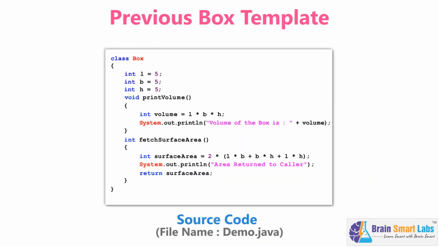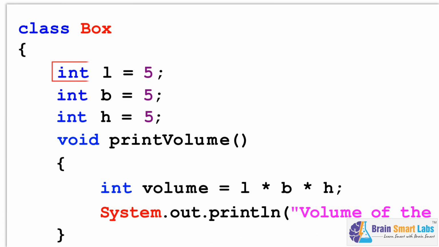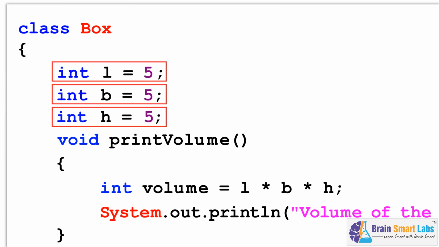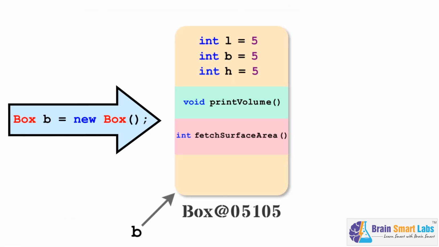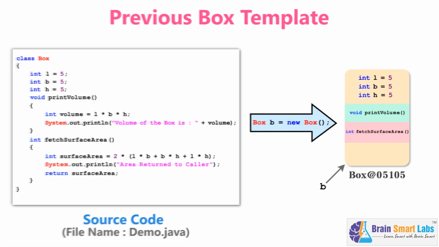In our previous box template, as you can see, values of L, B and H are pre-initialized or hard-coded to numerical value 5. Now as the box object gets created by the statement box B is equal to new box, the L, B and H inside our box object will get initialized to numerical values 5, 5 and 5. Reason being, we had previously hard-coded everything inside our box template.